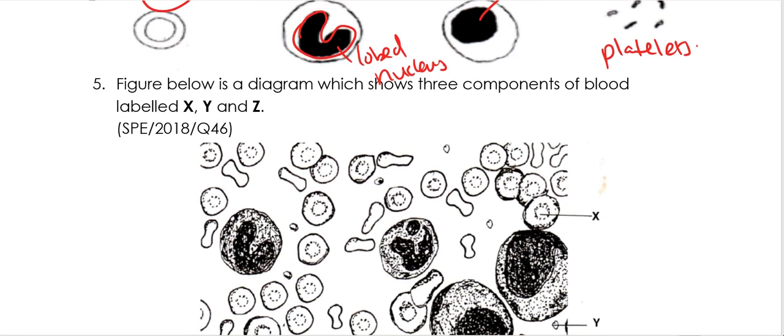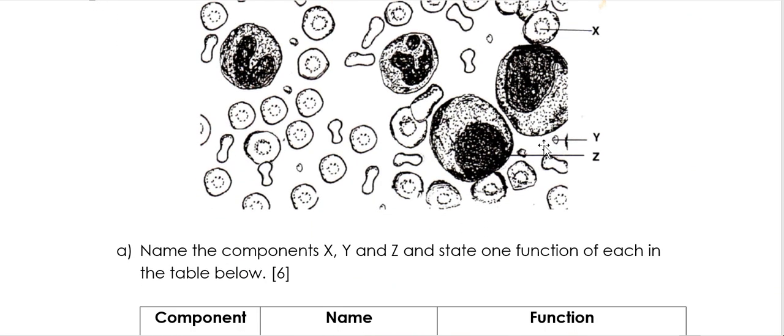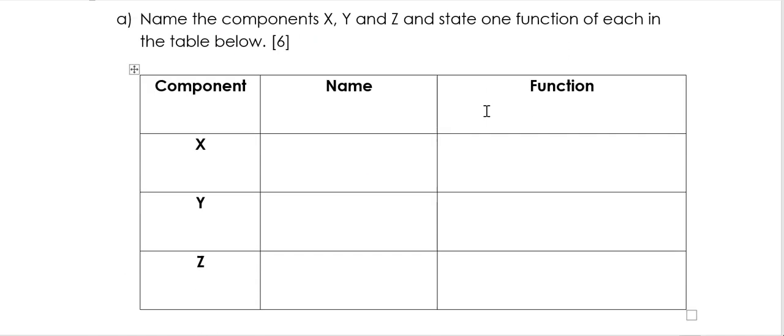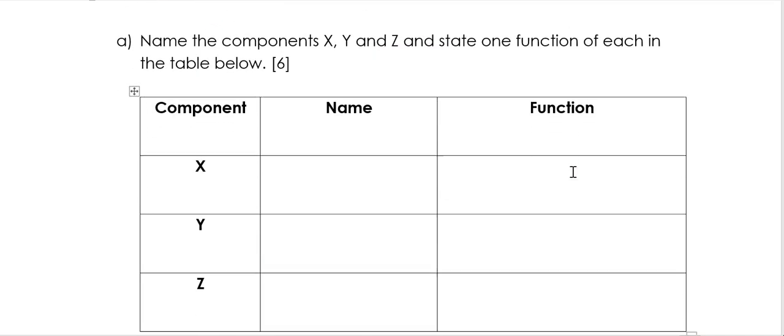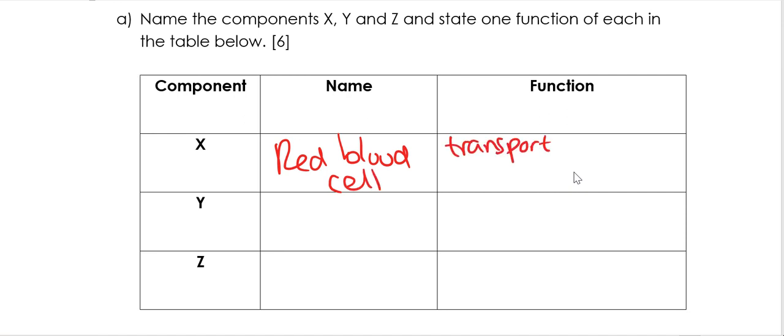The figure below is a diagram which shows 3 components of blood. Name the components X, Y, and Z and state the function. This time you have to write it down. So X right there is your red blood cell. The main function is to transport oxygen.